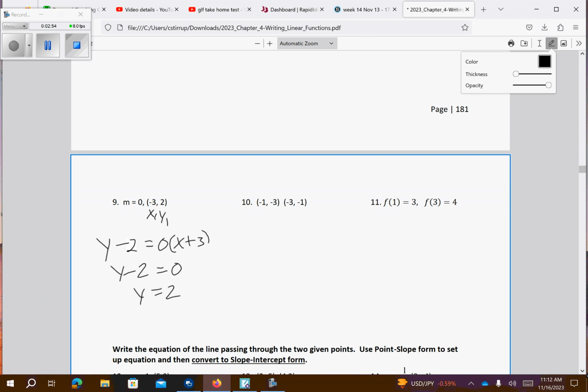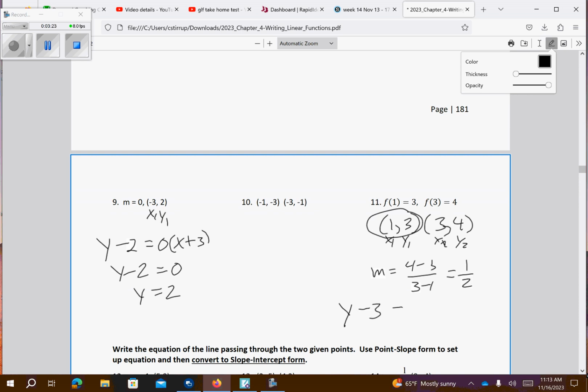That's a special case. This one, this is the point that comes from f of 1 equals 3. This is the point that comes from f of 3 equals 4. So let's find the slope, x1, y1, x2, y2. So the slope is 4 minus 3 over 3 minus 1. So 4 minus 3 is 1 over 2. There's my slope. I'm going to use this and plug it in. So y, it's a positive 3, so it's now a negative 3, equals 1/2 x minus, because it's positive 1, it'll be a minus 1. That's done.